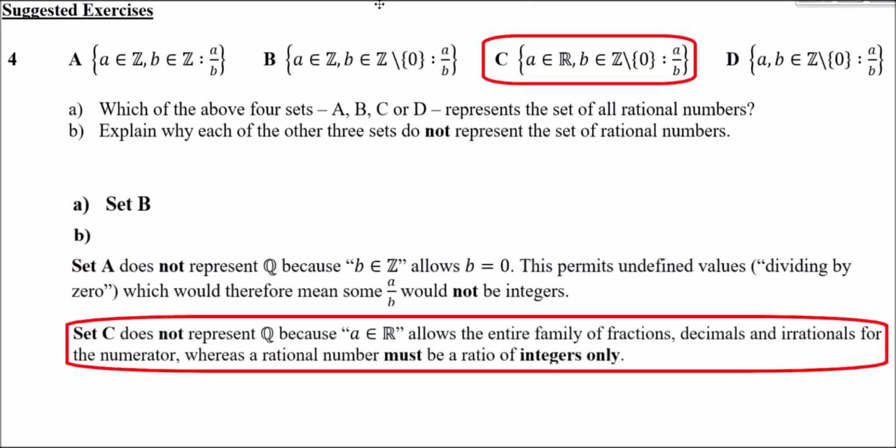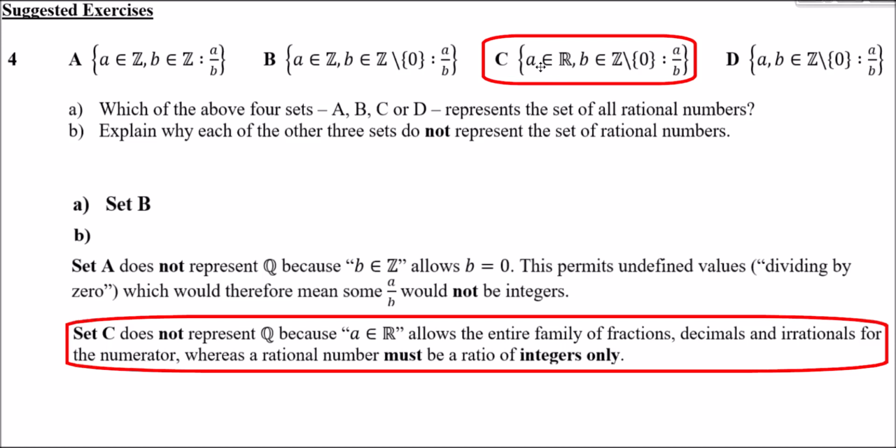Set C isn't. It doesn't represent Q because of this thing here, saying that a can be any real number. That would allow a to be any fraction or decimal for the numerator, whereas a rational number must be a ratio of integers only. So a would have to be an integer only, not just any real number. So this definition here is too wide open.